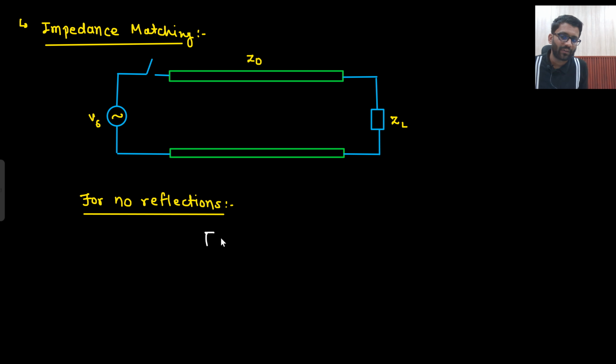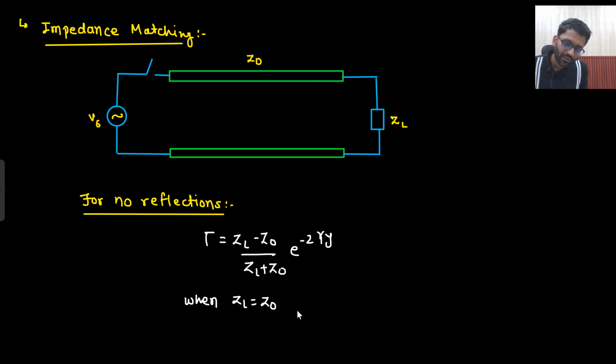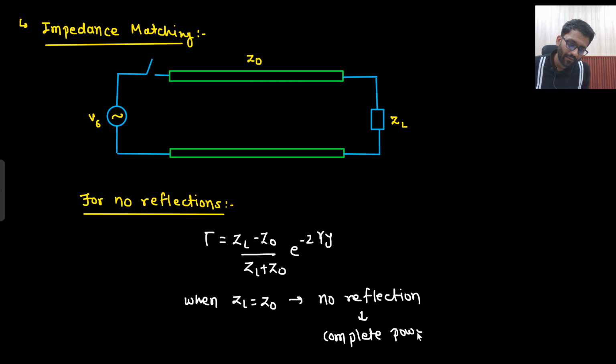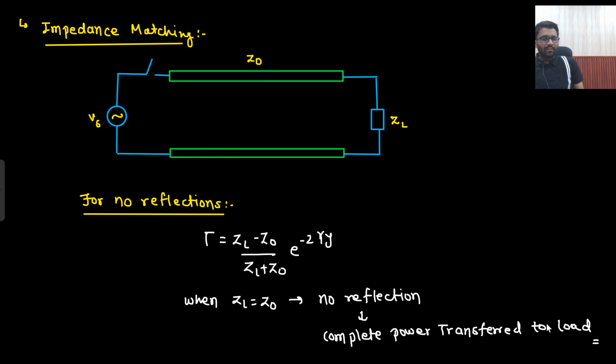So what is the formula of your reflection coefficient? (ZL minus Z0) upon (ZL plus Z0) e to the power minus 2 gamma y. When ZL is equal to Z0, there is no reflection. If there is no reflection, that means complete power is transferred to the load. Well and good. So ZL is equal to Z naught. This is our target: to match the load to Z naught.